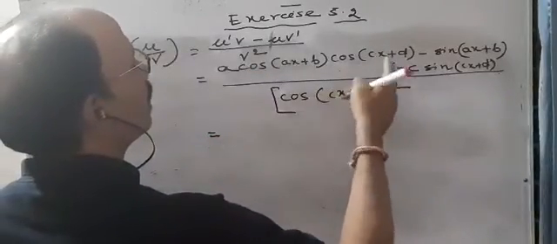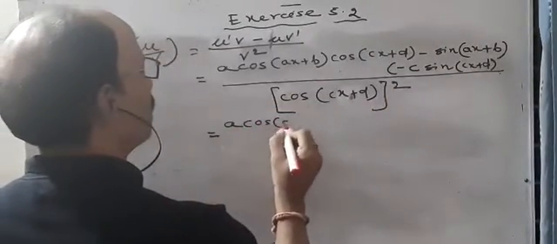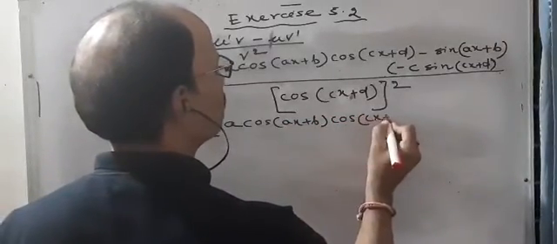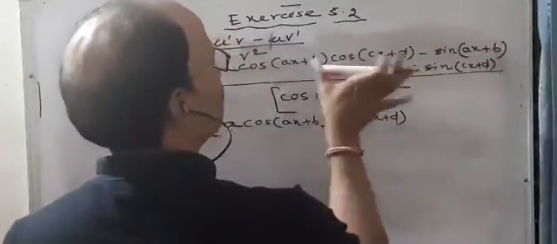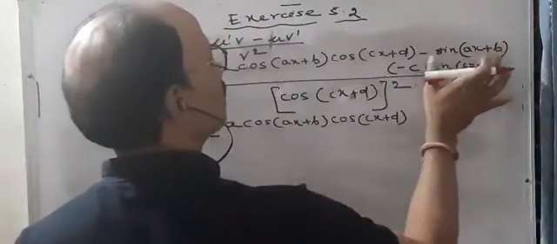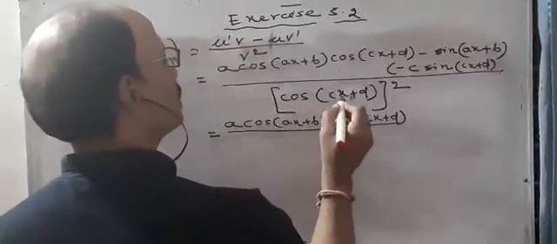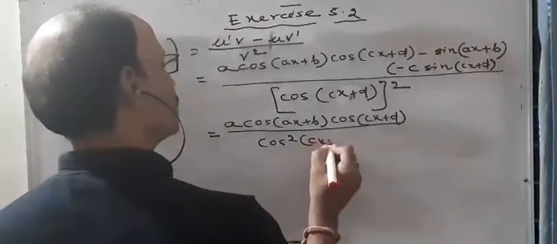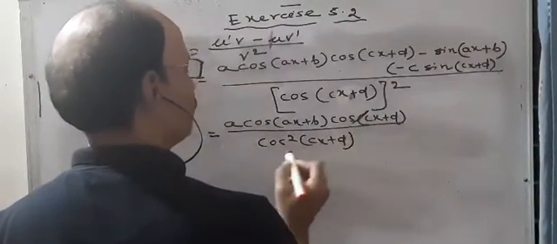a cos. I have to write this like this. So cos ax plus b cos cx plus d. Then this minus this upon this. So it will be what? This upon this. Then this upon this. So you have to split up this. So it will be cos cx plus d ka square means cos square cx plus d. So one cos cx plus d will cancel out.